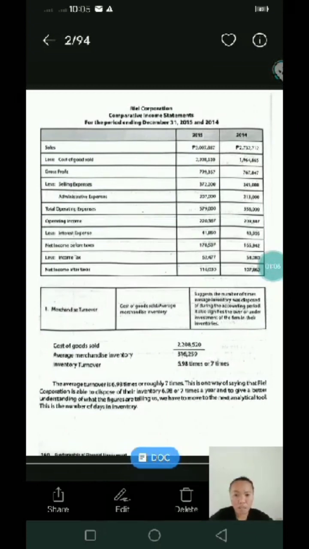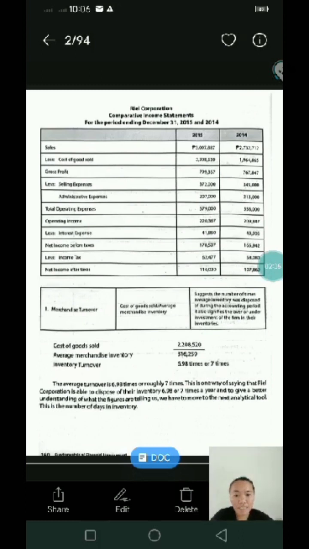So, the first is the merchandise turnover. Merchandise turnover is cost of goods sold divided by average merchandise inventory. The cost of goods sold is 2,208,520. Then, for the average inventory, add the 2014 and 2015 figures, then divide by 2. So, the result is 316,259. So, 2,208,520 divided by 316,259 is 6.98 times or 7 times. So, the average turnover is 6.98 times or roughly 7 times. This is one way of saying that the Rails Corporation is able to dispose of their inventory 7 times a year.